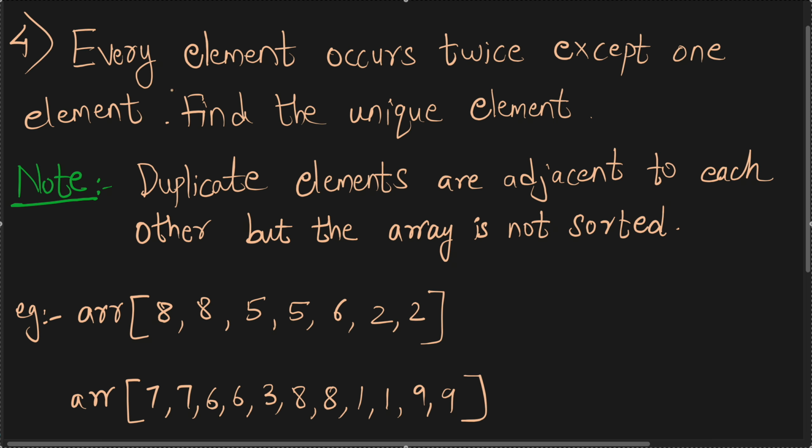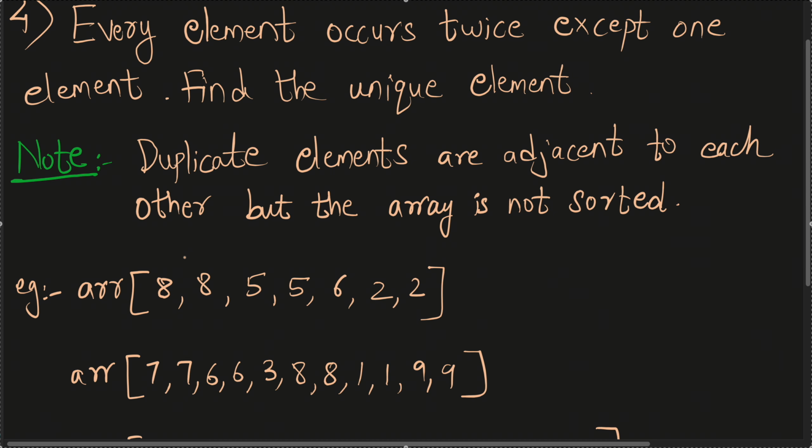Let's solve the fourth problem. The problem is: every element occurs twice except one element. You have to find the unique element which is occurring one time. They have also given the note that duplicate elements are adjacent to each other but the array is not sorted. So they have also mentioned that the duplicate elements are always adjacent.